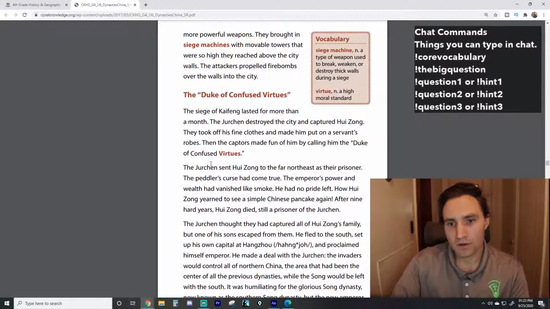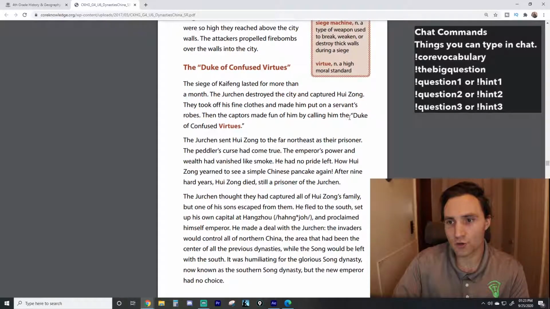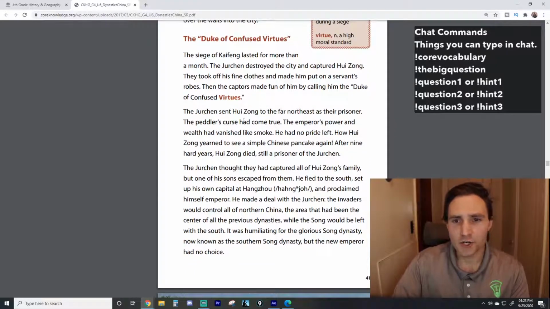Okay, so the captors, the Jurchen, called Huizhong the Duke of Confused Virtues, and a virtue is a high moral standard. The Jurchens sent Huizhong to the far northeast as their prisoner. The peddler's curse had come true. The emperor's power and wealth had vanished like smoke. He had no pride left. How Huizhong yearned to see a simple Chinese pancake again. Oh, how you'd wish to have a pancake. After 9 hard years, Huizhong died, still a prisoner of Jurchen. The bigger they are, the harder they fall, right?